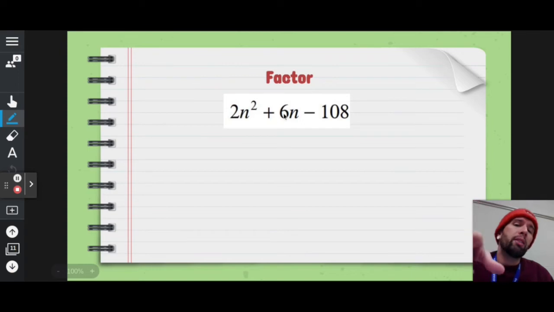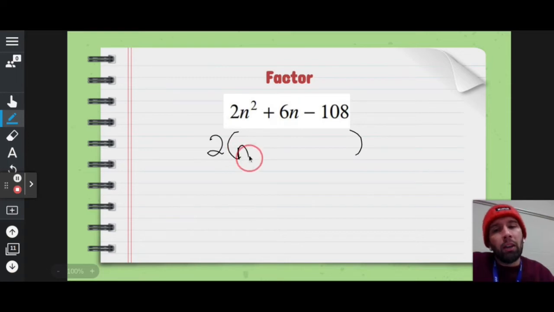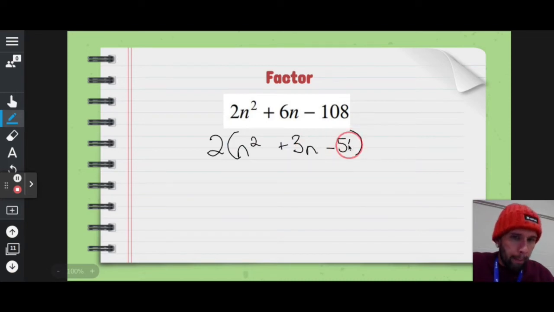That's a 2, that's a 6, and that's a negative 108, which means they're all even, which means factoring in this case means I can pull a 2 out of everything. So that leaves me with n squared plus 3n minus 54. Now, I factored. And the devil on your shoulder might be saying, you're done. But the angel on your shoulder that looks like me is like, look inside the parentheses. Can you factor any more?